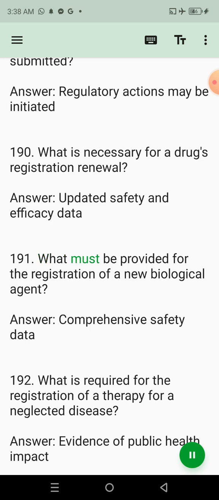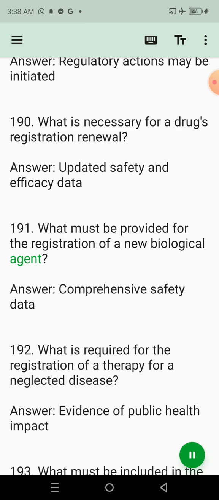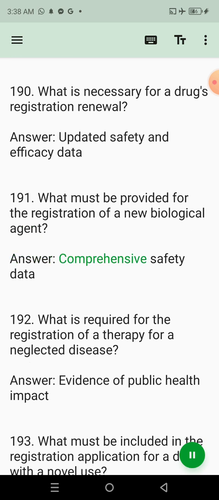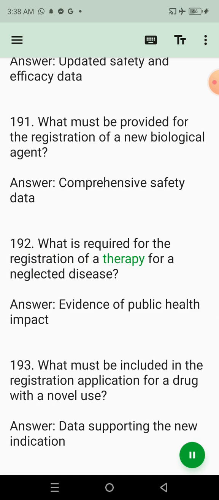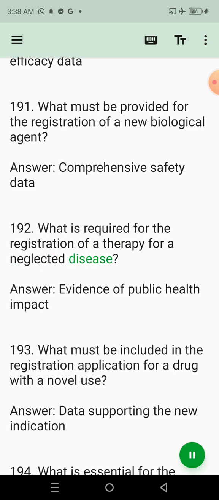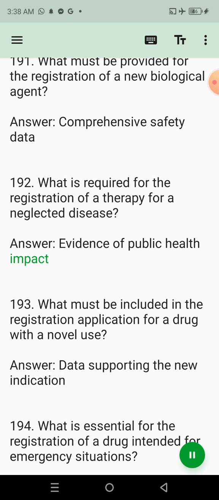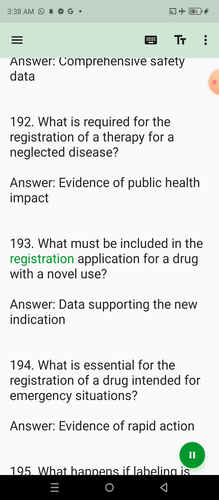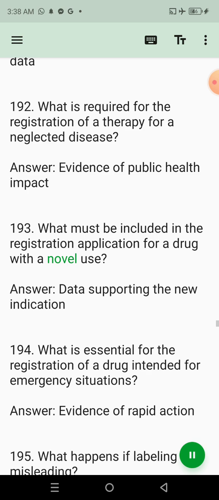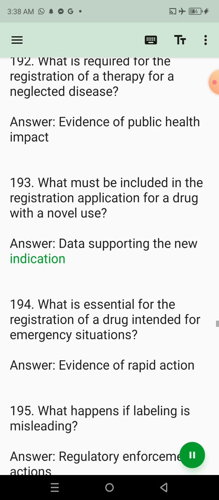191. What must be provided for the registration of a new biological agent? Answer: comprehensive safety data. 192. What is required for the registration of a therapy for a neglected disease? Answer: evidence of public health impact. 193. What must be included in the registration application for a drug with a novel use? Answer: data supporting the new indication.